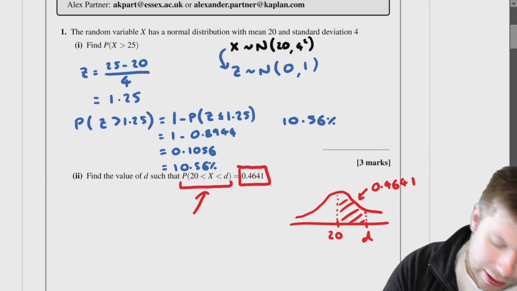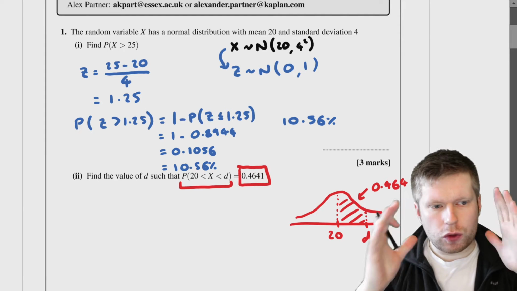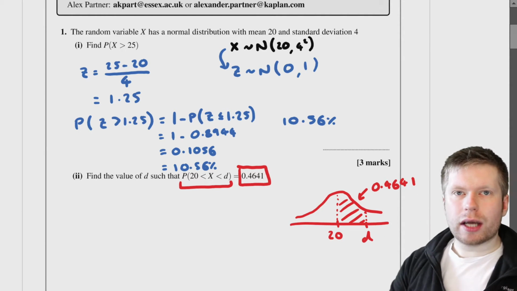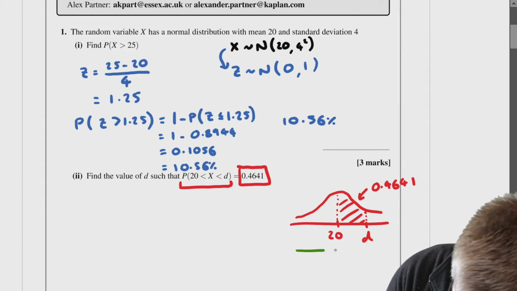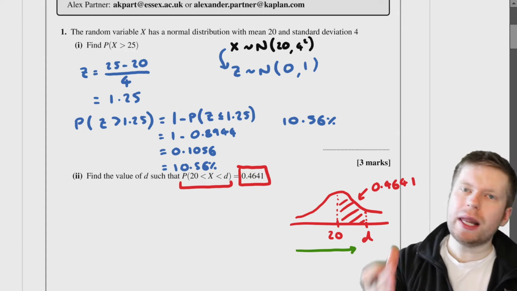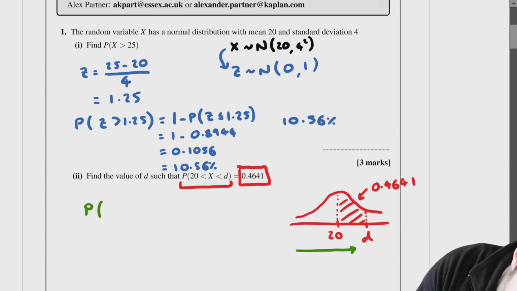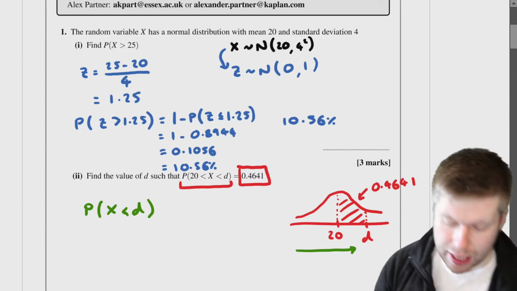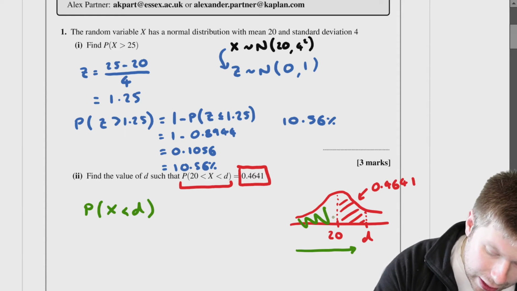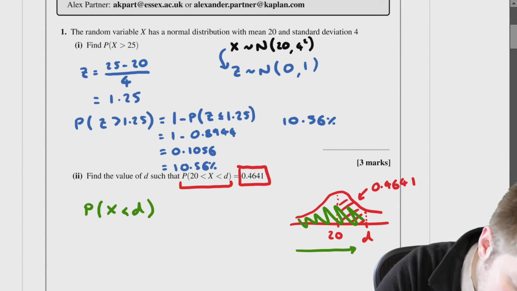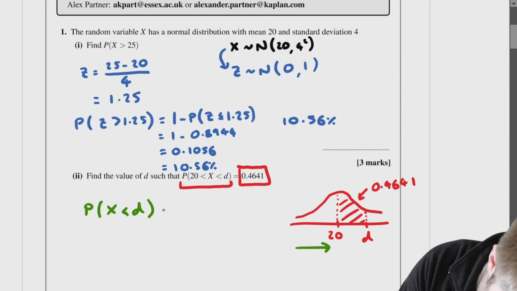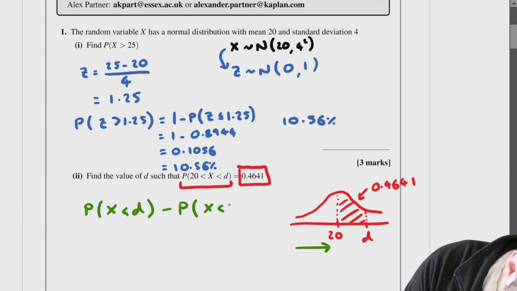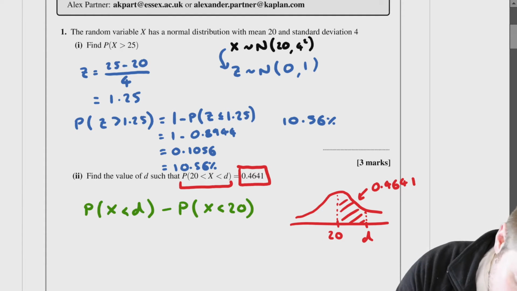Well, in order to look for probabilities on a normal curve between two values, I know that tables are cumulative. So in other words, I can first of all look at all values up until d. So what's the probability of obtaining a value less than or equal to d, or just less than d is fine, so the probability that x is less than d. But I don't want all of the values up to d. I don't want all of that region. So I'm going to have to take away the region I don't want. That's the region up until 20. So if I take away the probability that x is less than 20, then I should end up with this probability here.